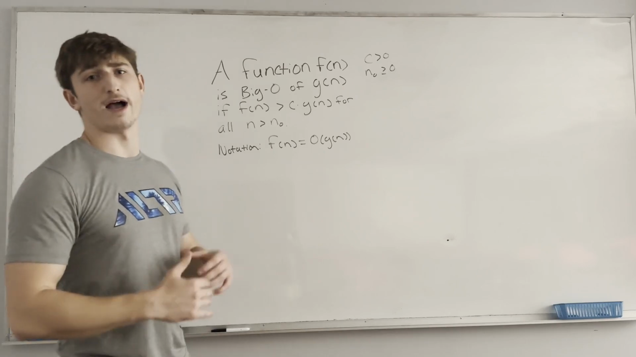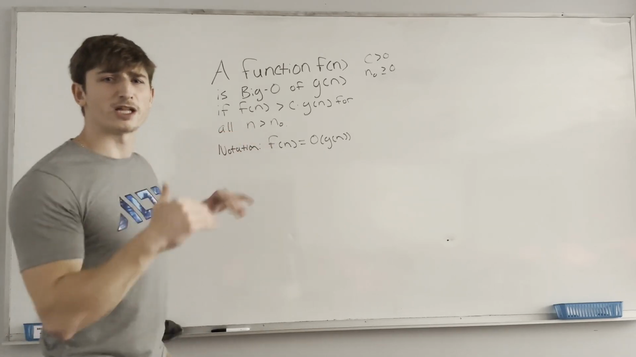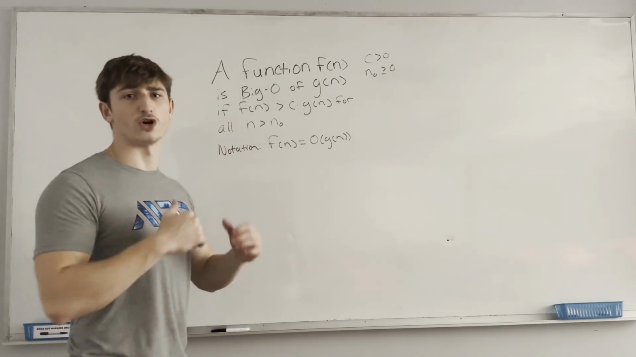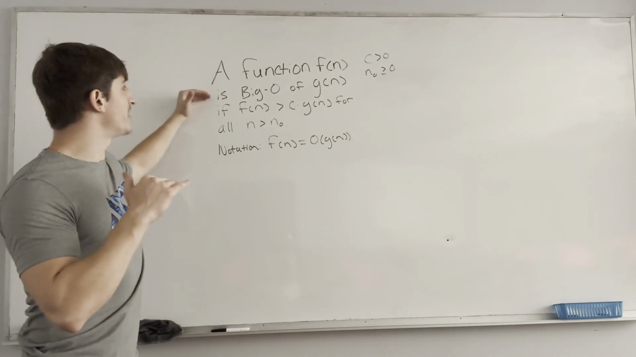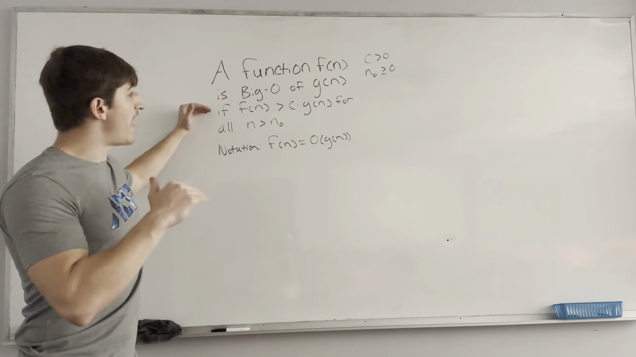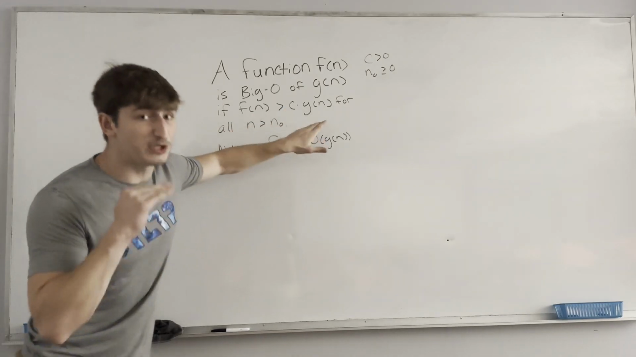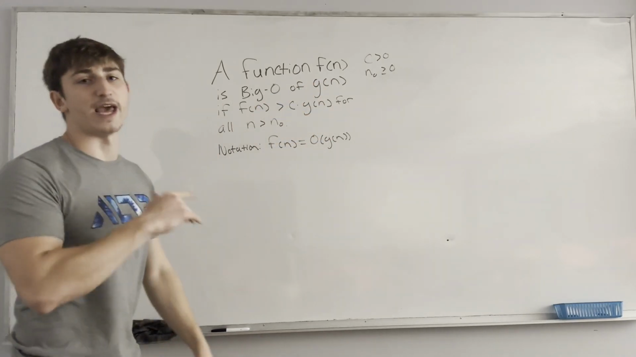So we have the whiteboard with us, and we got the formal definition of big O. So without further ado, let's get right into it. A function f of n is big O of g of n if f of n is less than c times g of n for all n greater than n naught.